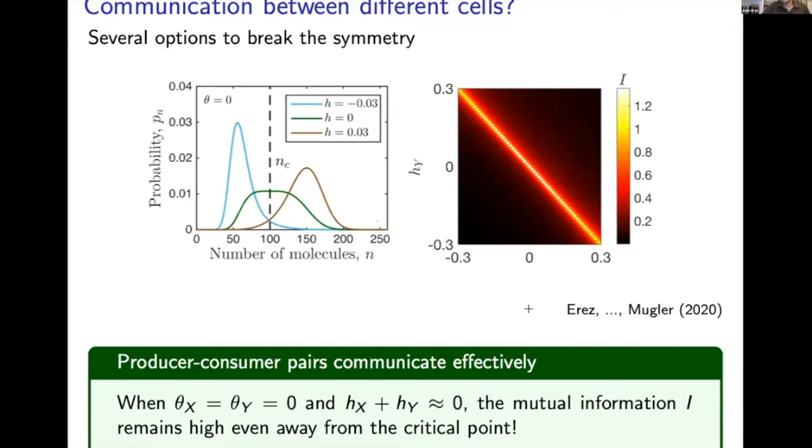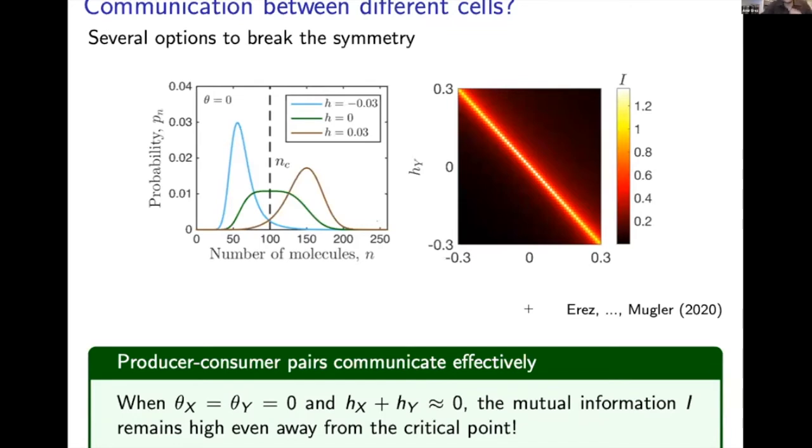And finally, we could define collective coordinates, big H and big T, which are these combinations. This is the general case. So what we did is we drew 10,000 different realizations of HX, HY, theta X, theta Y, and we calculated their mutual information, put them on this plot, and you see again that the information peaks at the T equals 0, H equals 0 point.